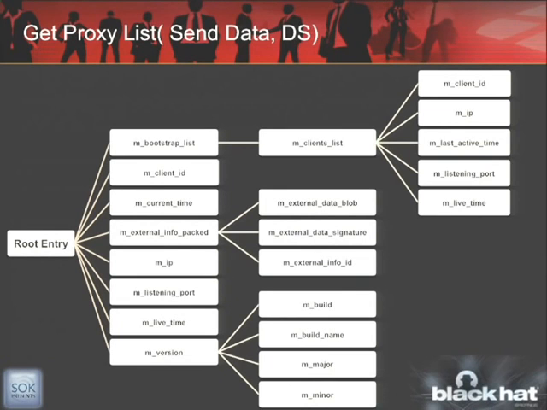So basically, these structures can roughly be divided into 3 main parts. The first part is a proxy nodes list on the top, under the amp clients list, including the IP addresses, listening port, and other basic information like timestamps. Another part is about the bot itself, like under the root entries: client IDs, current time, IP addresses, listening port, live time. Another part is the version information.